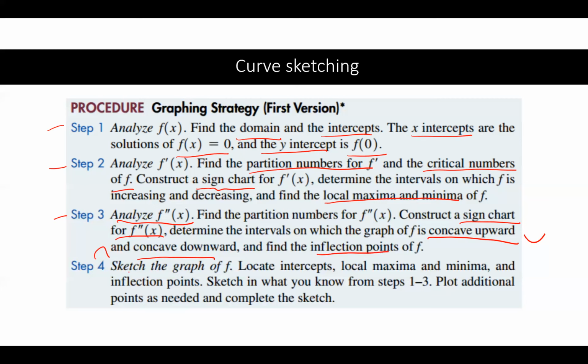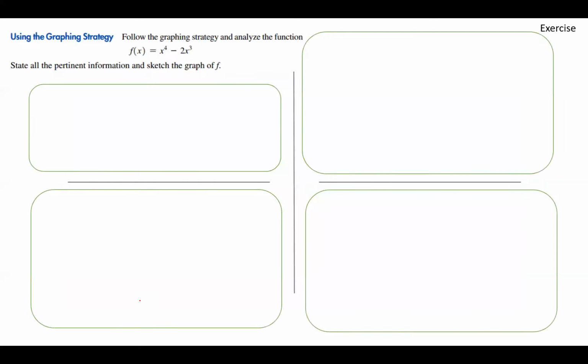All right, and then we can sketch the graph. This is where we sketch the graph based on the points we have obtained so far, which are the intercepts, the local maxima and minima, and the inflection points. We will do this step by step. With this, we can complete the sketch of the graph, and also verify using additional points just to complete the sketching. All right, so now let's look at one example.